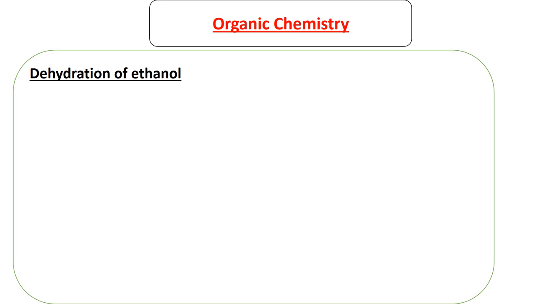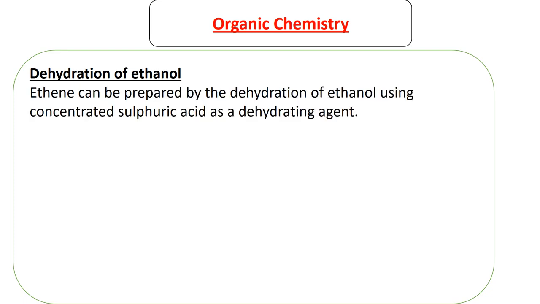So dehydration of ethanol. Dehydrate is just to remove water. When someone says they are dehydrated, it means they have lost water. So ethanol is dehydrated. Water is removed from ethanol. Then you have an alkene. So ethene can be prepared by the dehydration of ethanol using concentrated sulfuric acid as a drying agent. Remember, concentrated sulfuric acid is mainly used as a drying agent. So this sulfuric acid will dry up the ethanol by absorbing all the water that is in the ethanol.